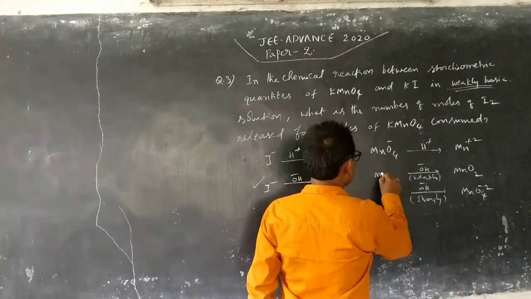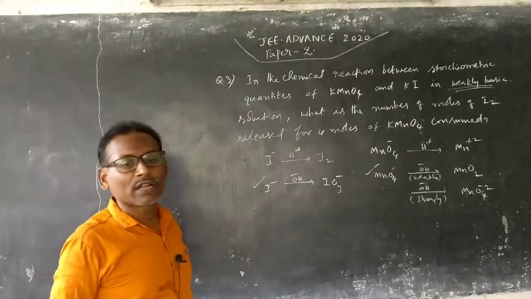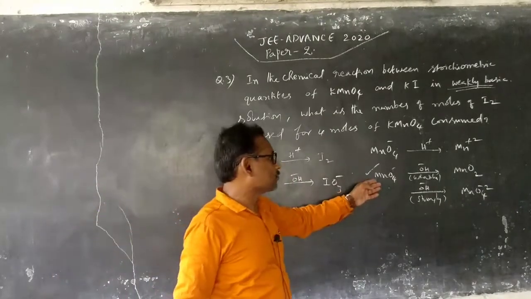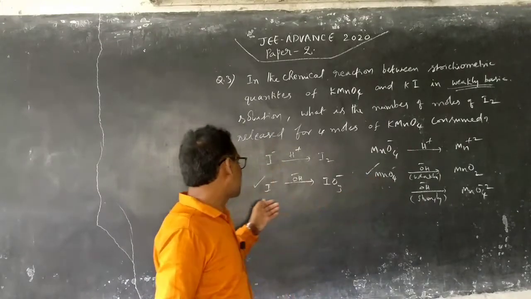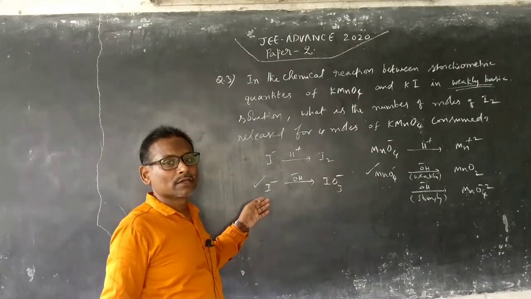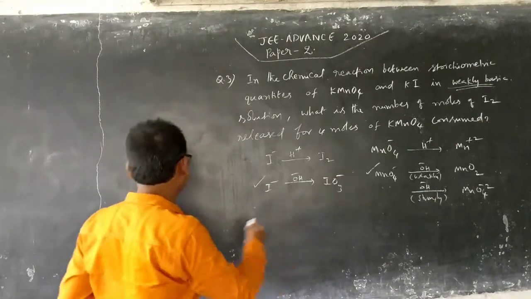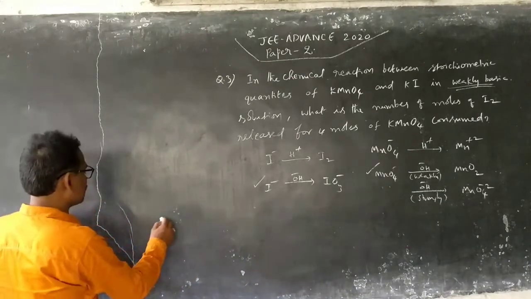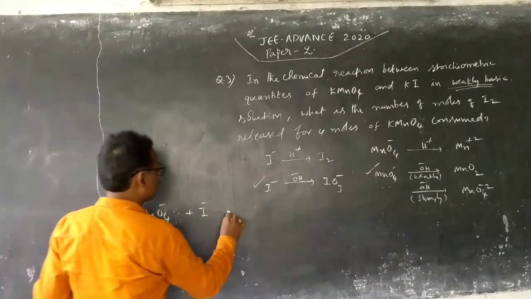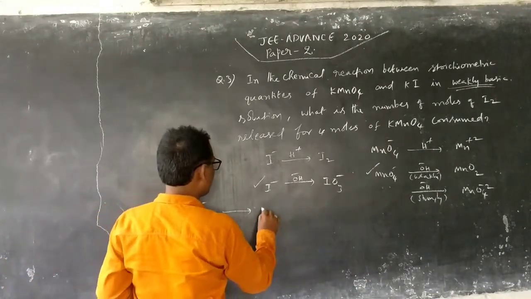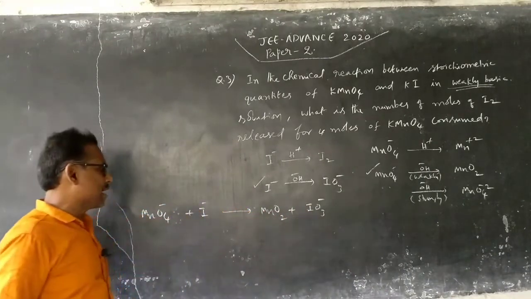So these two reactions you have to consider, and what is the overall reaction? One is a reaction of reduction of permanganate, the other is a reaction of oxidation of iodide. If we just add the two reactions, we can understand the net reaction. So what is the net reaction? If we balance the equation, it is MnO4 minus with iodide. The products are MnO2 and IO3 minus. Let us try to balance this.